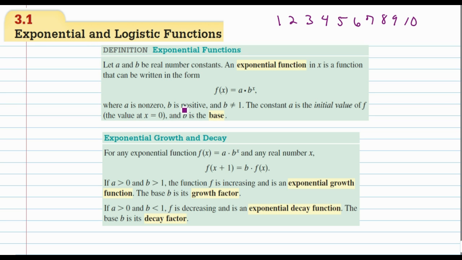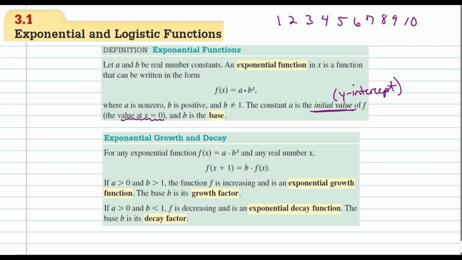If b was negative, the graph would be all over the place because negatives to even powers are positive, negatives to odd powers are negative. It'd be messy. And b can't equal 1. Also, if b equaled 1, that would be a very boring graph because 1 to any power is still 1, so the graph wouldn't change at all. The constant a is called the initial value of f. Basically, your y-intercept is your initial value when x equals 0. It tells you that right there. And b is called the base.